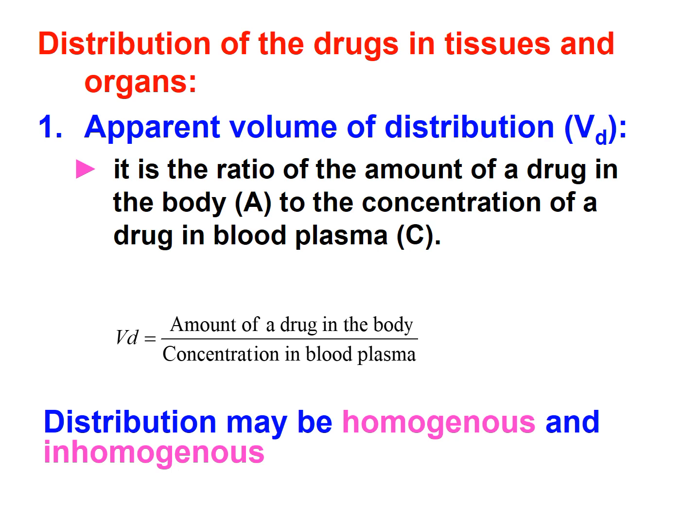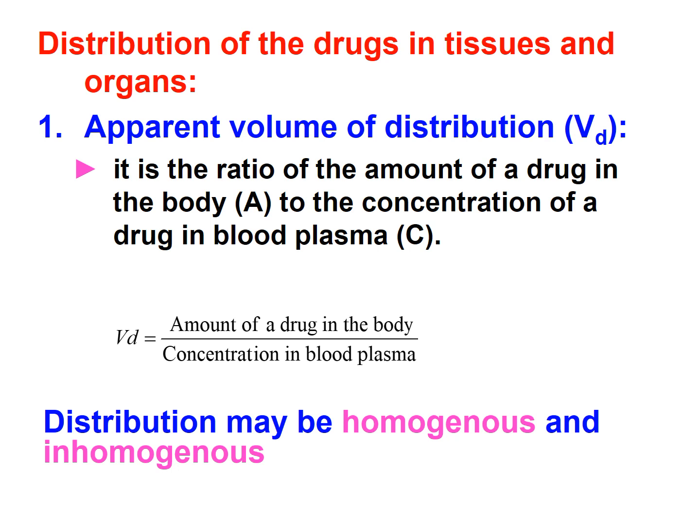Quantitatively, the process of drug distribution can be described by such a parameter as apparent volume of distribution, which is the ratio of the amount of the drug in the body to the concentration of the drug in the blood plasma. You can see the formula which is used for calculation of this parameter, and actually the process of distribution can be homogeneous and inhomogeneous, which means the following.